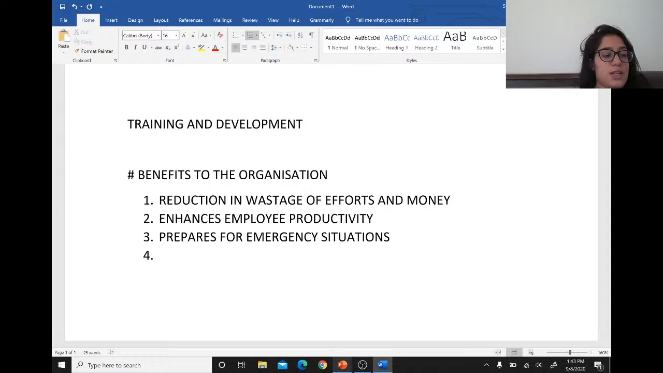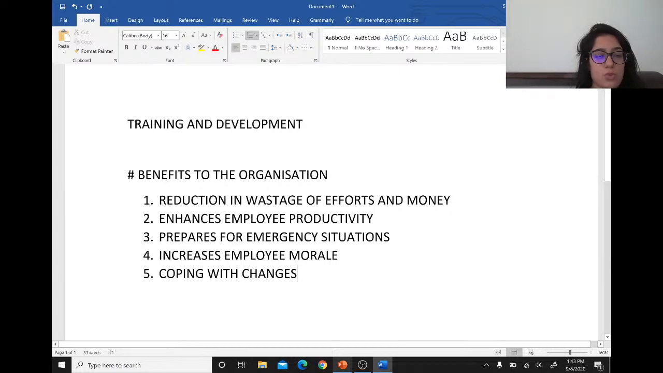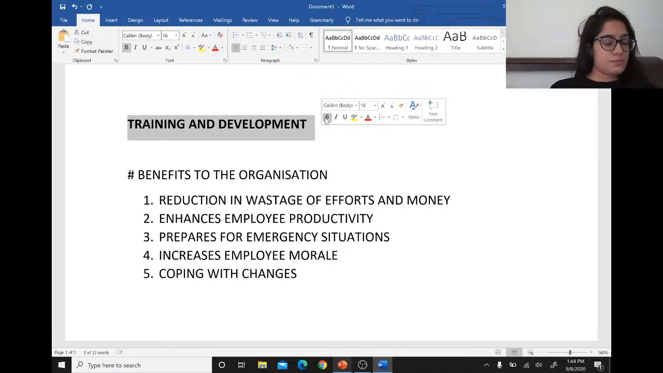Then the fourth point that we discussed was training increases employee morale. And the last point we discussed was it helps in obtaining effective response to the fast changing environment and technology. So, coping with changes. So, these are the benefits of training and development that it has over your organization. Right? I hope this is clear.